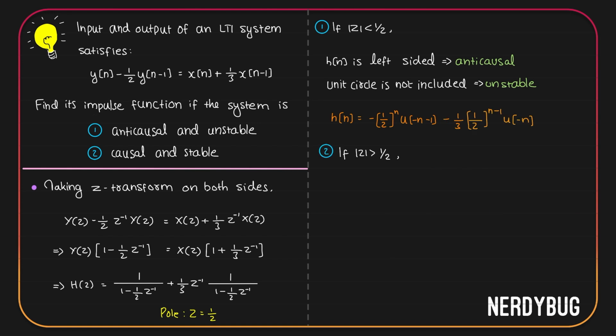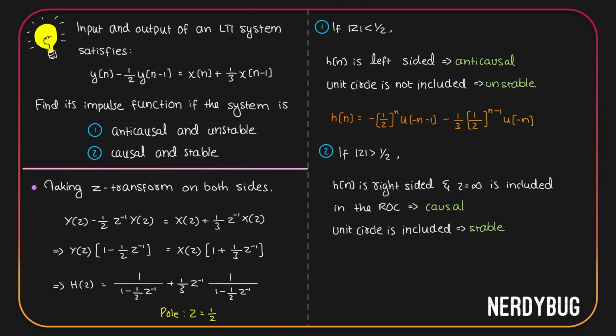Now let's take the second case where magnitude of Z is greater than 1 by 2. Here ROC is outside the circle, so h of n is right-sided. Magnitude of Z can take any value greater than 1 by 2, so Z equal to infinity is also included in the ROC. Therefore, the system is causal. Magnitude of Z is greater than 1 by 2, which means unit circle is included, so the system is also stable. That means we are dealing with a causal and a stable system.